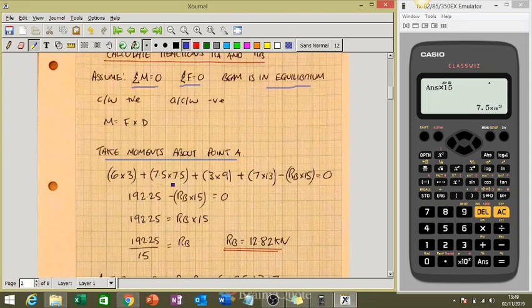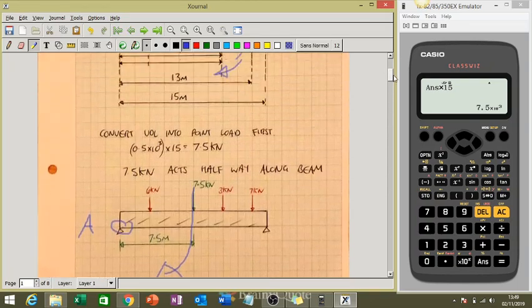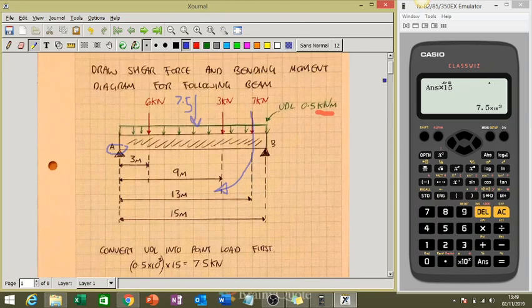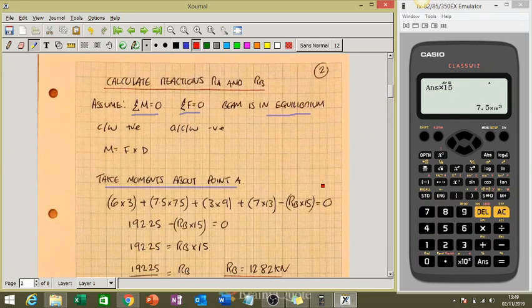So there's those four forces, and the last one is RB, which we need to find. RB is there, coming up. It's 15 meters away, and it's trying to go anti-clockwise, and we call anti-clockwise negative in this case. Hence why I got that. So there's all my forces, and they've all got to equal 0.